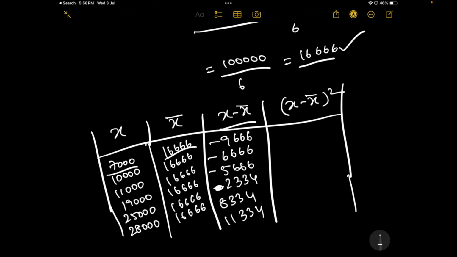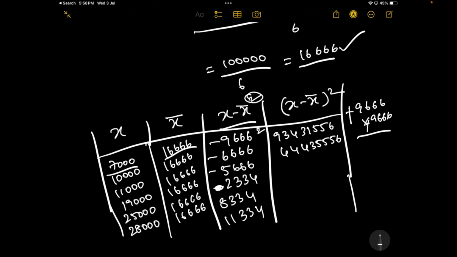If you square these values, that means 9,666 into 9,666. Anyway, the minus is going to cancel; minus into minus is plus. So whatever value comes after squaring is a positive number; there are no negative numbers. Now we get 93,431,556. This is how you get it, if you multiply these two, you get this value. In the same way you need to find it for every single data point.